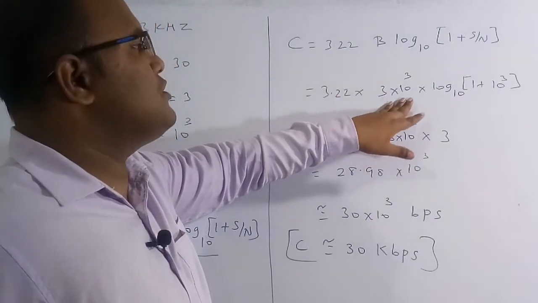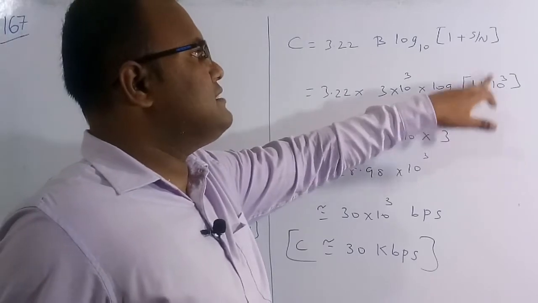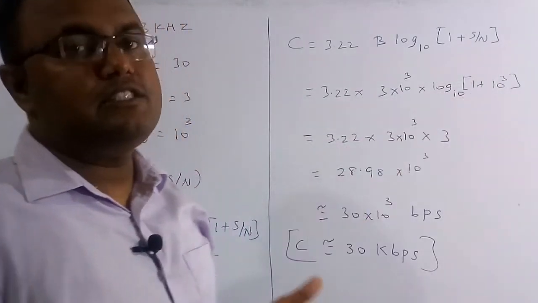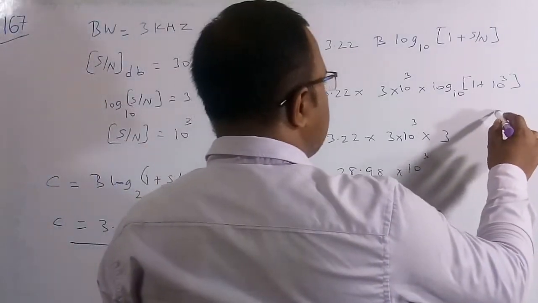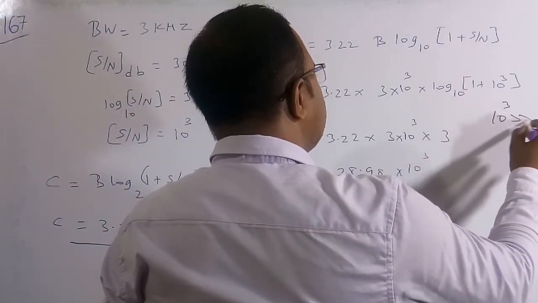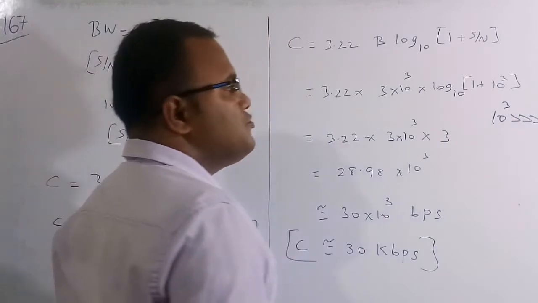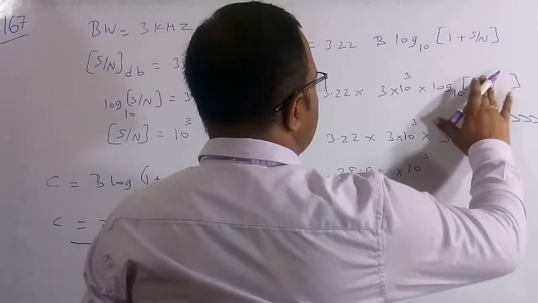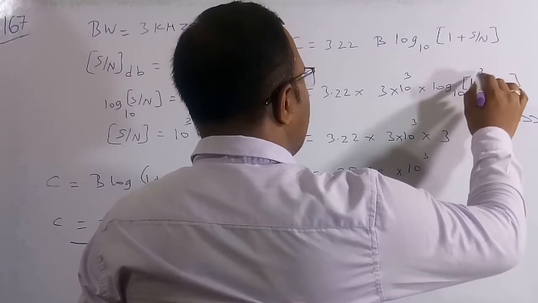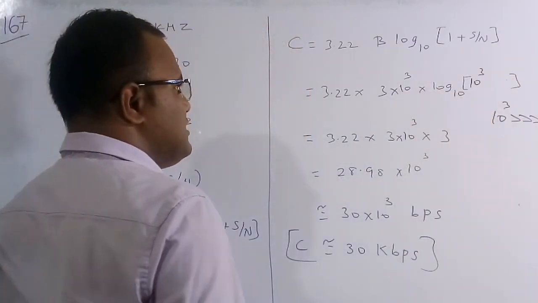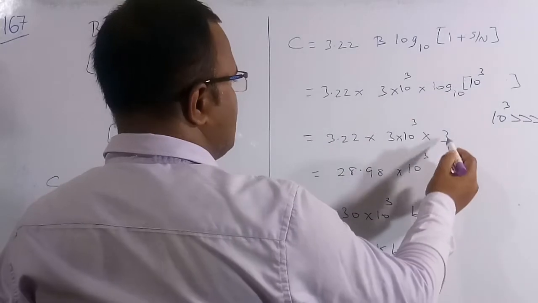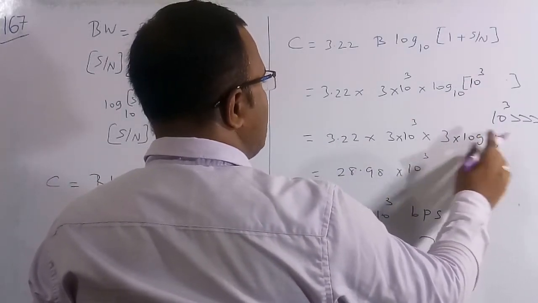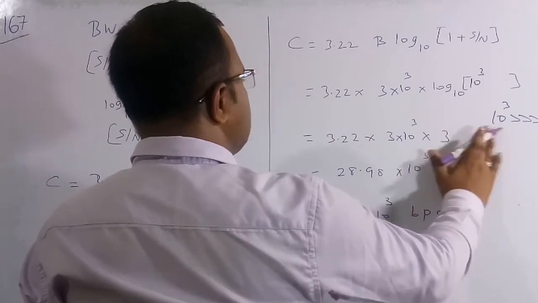So 3 into 10 to the power of 3, and the S by N value is 10 to the power of 3. Now 1 plus 10 to the power of 3 is nearly equal to 10 to the power of 3, because 10 to the power of 3 is very huge compared to 1. So we can assume that 1 plus 10 to the power of 3 is nearly equal to 10 to the power of 3. Now log of 10 to the power of 3 with base 10, the 3 comes in front. So we get 3 into log 10 base 10, and log 10 base 10 value is 1. So 3 into 1 is again 3.